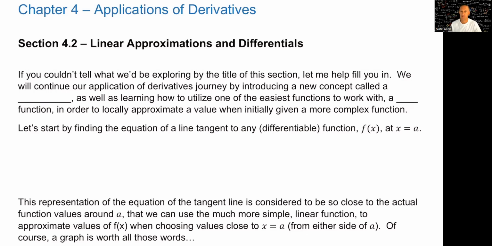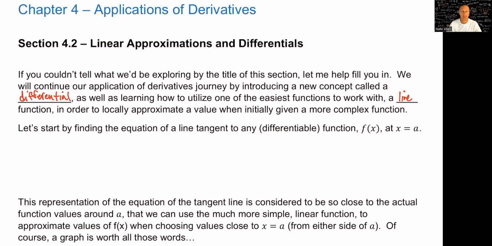We're going to go ahead and start with this new concept called a differential, and also how to utilize the fact that we know what the derivative finds for us is the slope of a tangent, and therefore we have a tangent line. We can use this to approximate with a line, therefore called a linear approximation, for functions that are much more complex or difficult to work with.